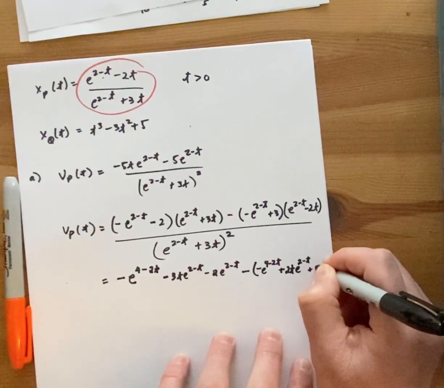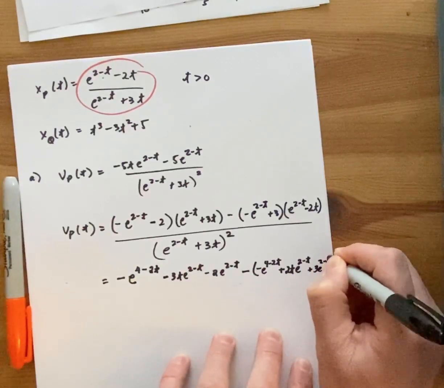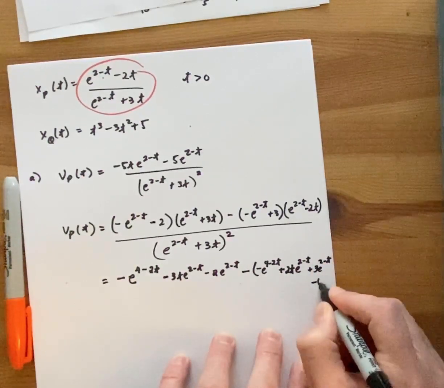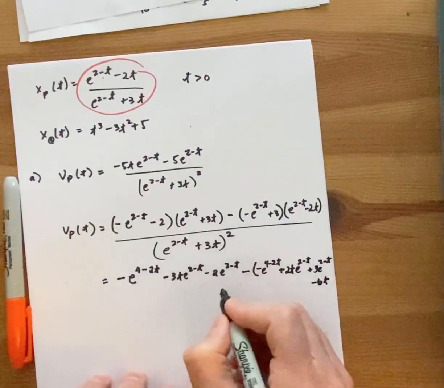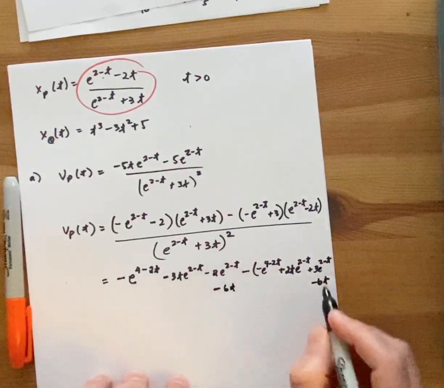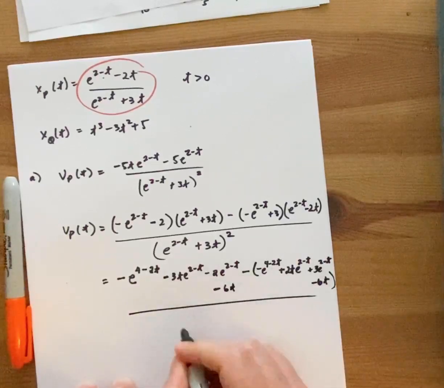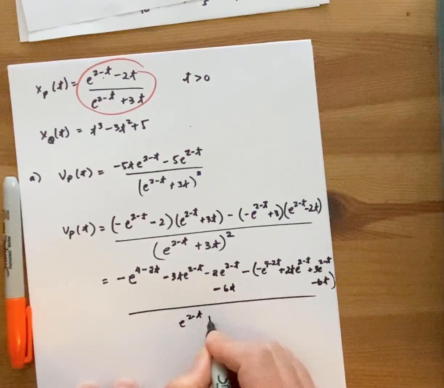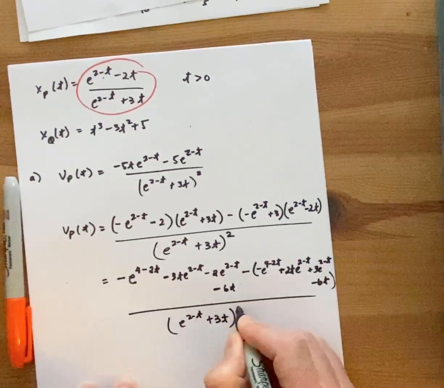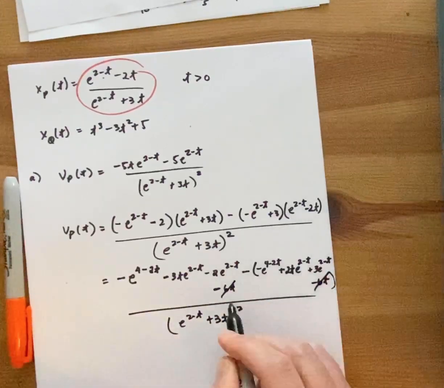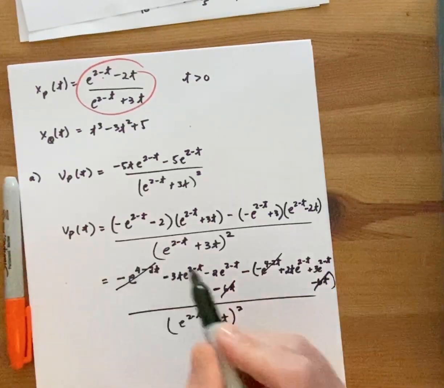And then minus 6t. Over here we also have a minus 6t, right? So you have it like that, sorry. And then it's over e to the 2 minus t plus 3t squared. So you can see these are going to cancel. These are going to cancel.